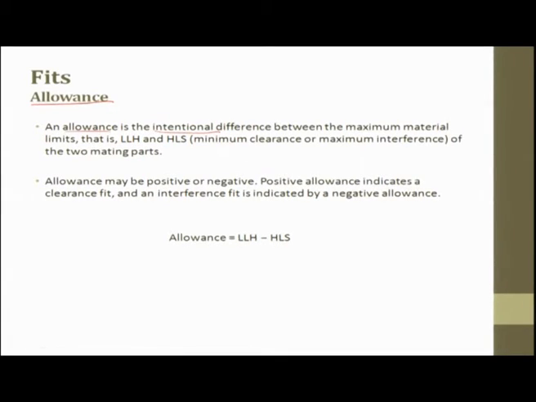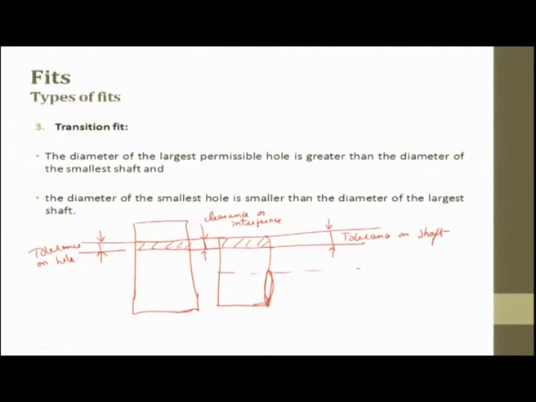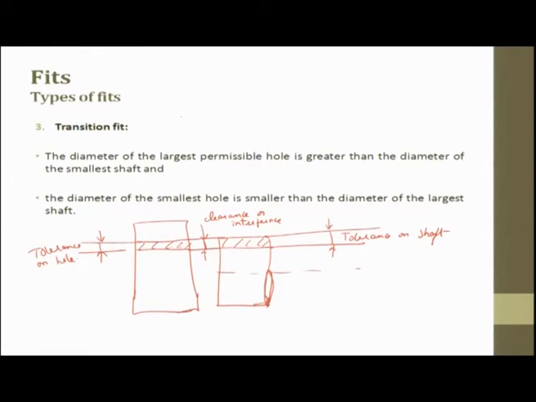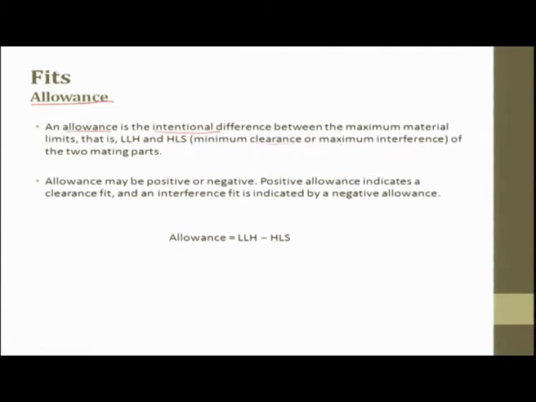Allowance is the intentional difference between the maximum material limit, that is LLH or MMH, whatever you want to write, and HLS. That means minimum clearance or maximum interference. If you go back and see this figure, I have written maximum interference, minimum clearance. This is the minimum clearance or maximum clearance between the two mating parts.